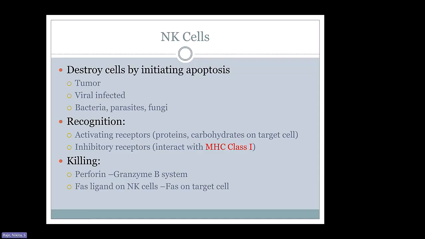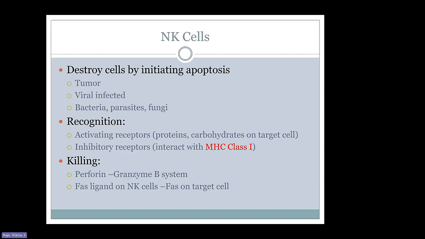We already talked about these. The target cells are either cancer cells, virally affected cells, or other infected cells. We talked about the activating and inhibitory receptors, and how does it kill? The killing is done by two different ways. One is called the perforin granzyme system, which means it releases granules called granzyme B into that target cell, and those can help that cell undergo apoptosis.